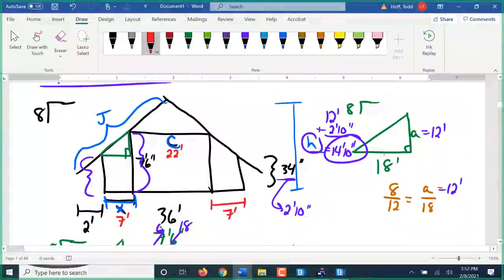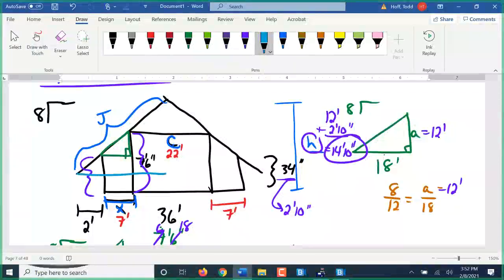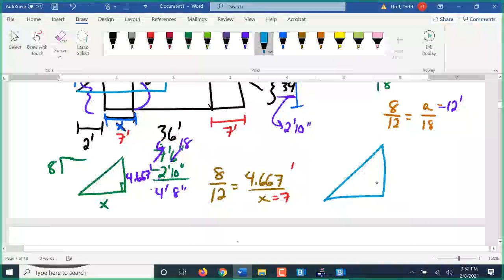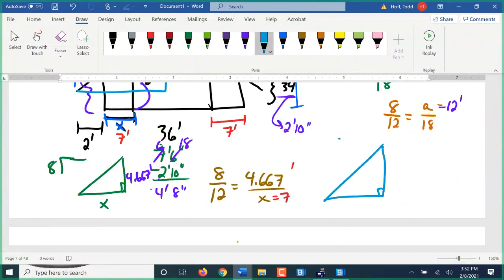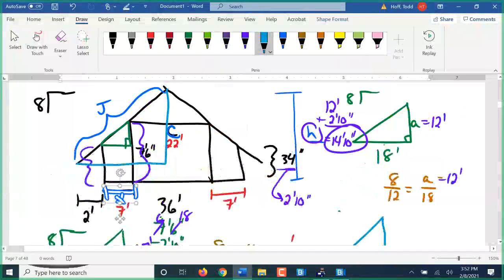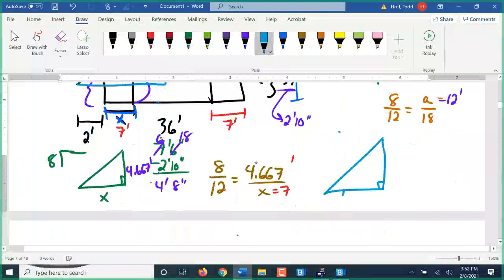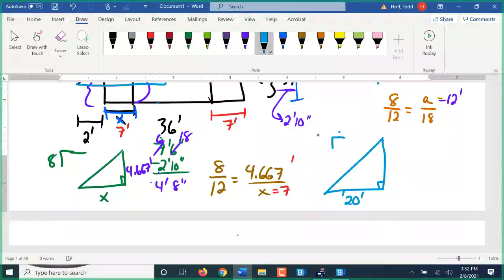Now to find J, what do we do? This big triangle here. You got it. What do I know about that triangle? 14'10" is the height. Doesn't go all the way down to the bottom, so it's going to be a different height. I thought that the length is... Good thought, Bill. 20 feet. It's 18 feet out to here, plus the 2 feet of tail, so it's 20 feet total on the bottom. The slope is 8/12.